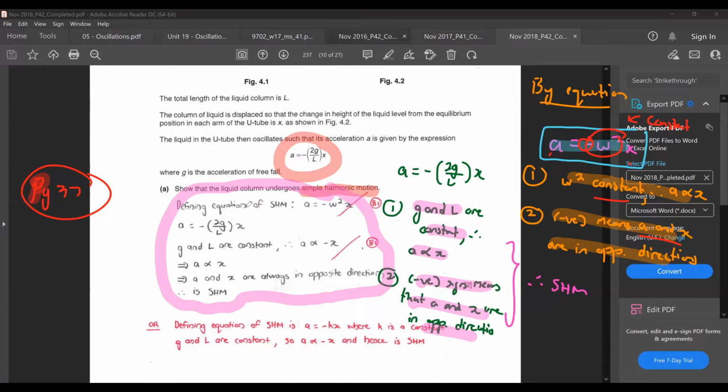Here I say the defining equation of SHM is a equals negative omega squared x. There's actually no relation to write this. Then I say a is equal to negative 2g over L times x. g and L are constant, therefore a is proportional to negative x, then a is proportional to x. a and x are always in opposite directions, therefore it's SHM.